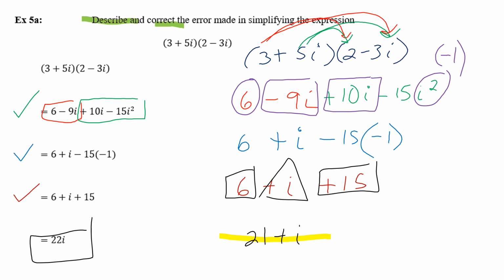And then it does say to describe. So you could, in words, in a sentence, say, the mistake occurred in the very last line. They tried to combine 6, i, and 15 together when they were not like terms. The real answer should be 21 plus i.